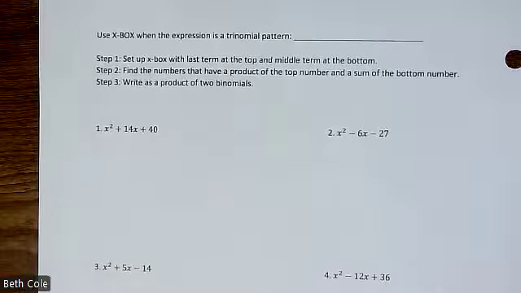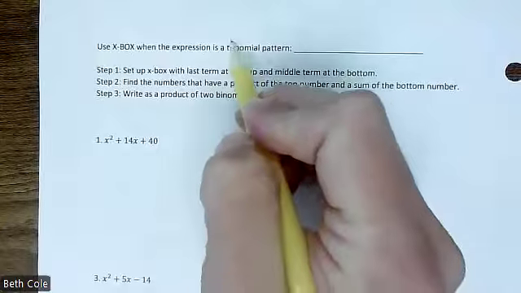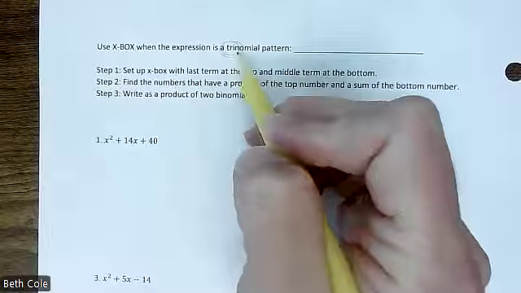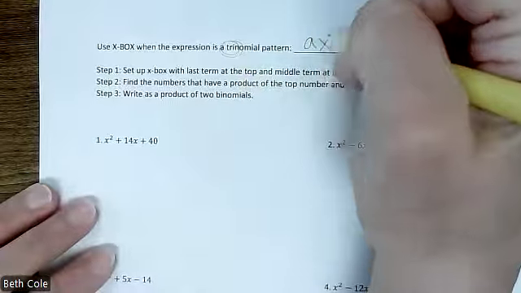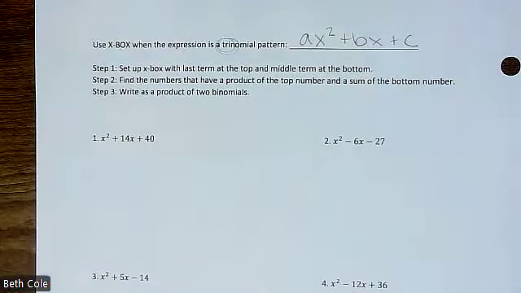So you're going to use your X box, which is the thing we just reviewed with the Quizlet. When you have a trinomial pattern, what does our prefix tri mean? 3. So it's always going to look like this: ax squared plus bx plus c. You're going to have something x squared, something x, and then just a number. Ms. Cole, it's always going to follow that pattern? Yes. So that's what you need. You need to be a good noticer.